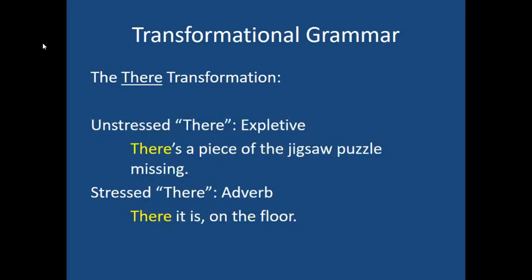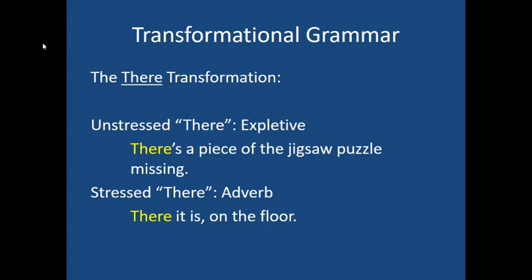So sometimes you get confused because the word there is both what we call an expletive, meaning it's not really part of the sentence, and sometimes it's actually an adverb. And so the way of telling the difference between those two options is we would say there's an unstressed and a stressed there. Unstressed would be like a there transformation. There's a piece of a jigsaw puzzle missing.